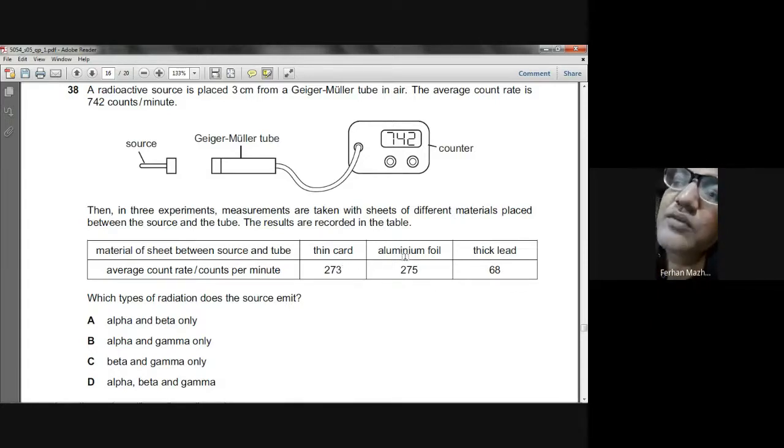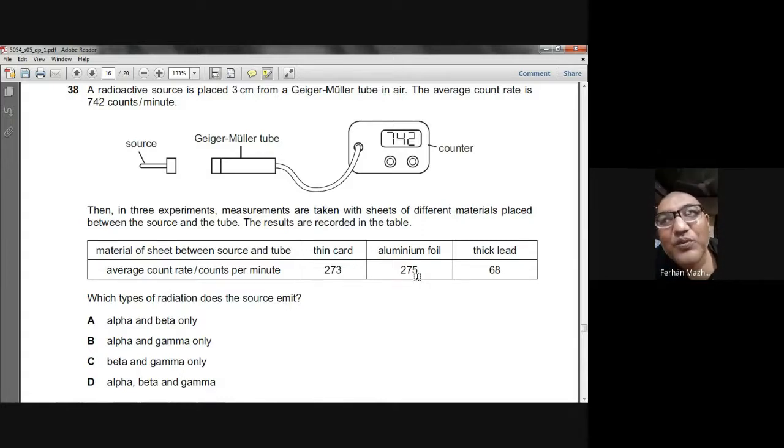Then he put the aluminum foil. The reading is still 275. By putting a paper, the reading became 273, and now by putting aluminum foil, the reading is 275. It means it does not have beta particles because the reading has not changed.